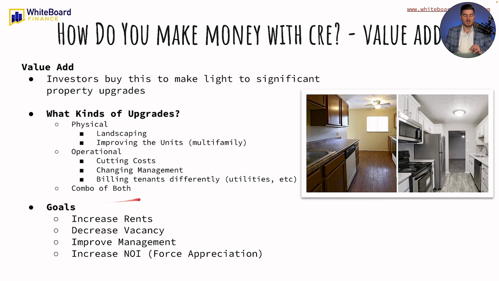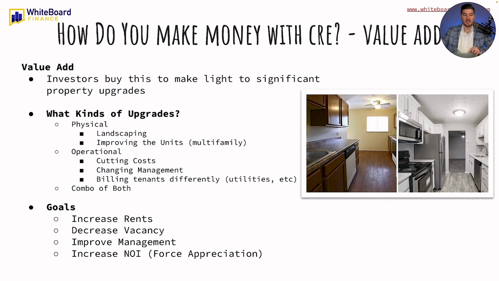So what are some goals of adding value? Why do people take on these deals? So these are typically distressed properties. It could be a C-class property in a B-class neighborhood that can be raised to the level of a B-class property with some changes, right? And then you can command higher rents, increase the NOI, which I'll show you in the next slide. So your goals are typically to increase rent, increase your income, decrease vacancy, okay, improve management, maybe being more efficient, and then increasing your NOI, aka forcing that appreciation, which we talked about.